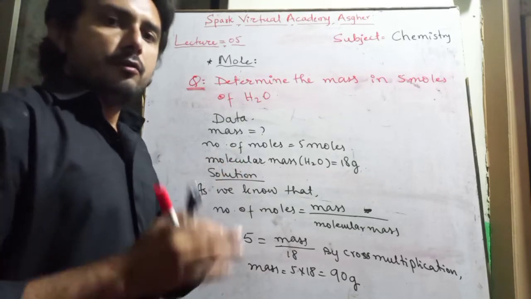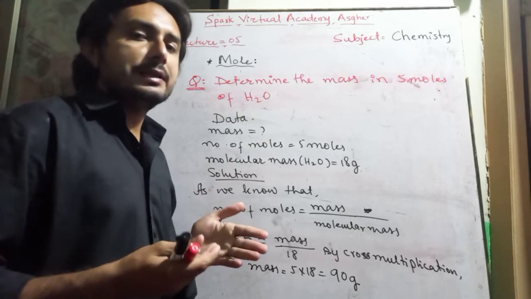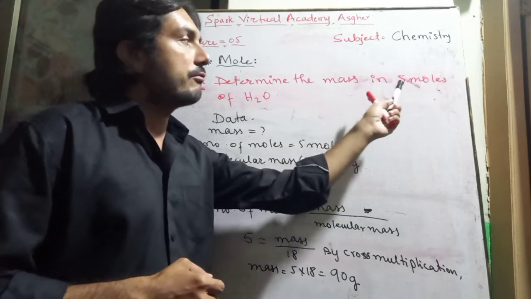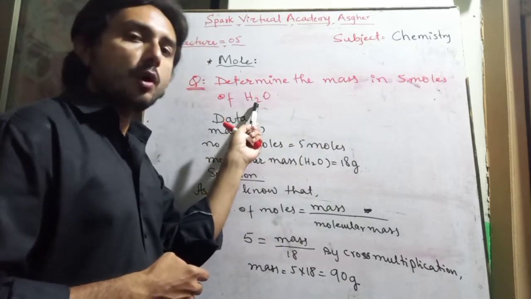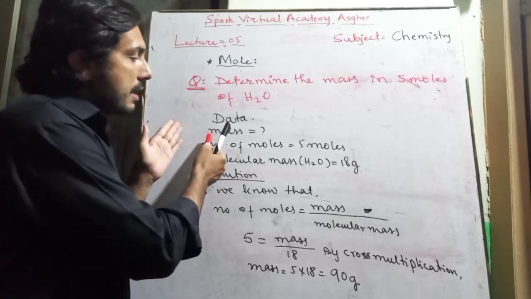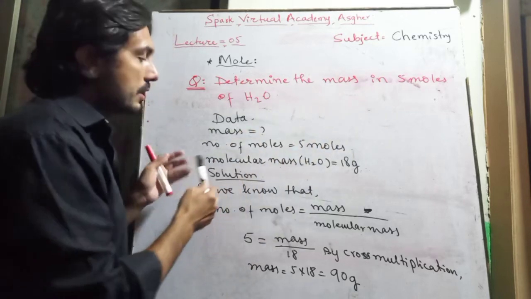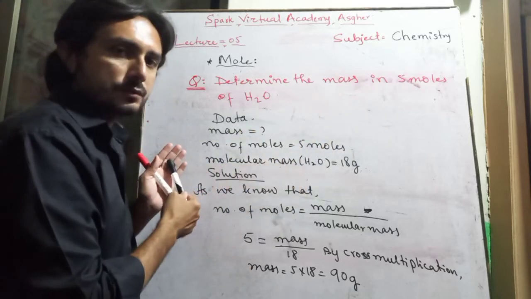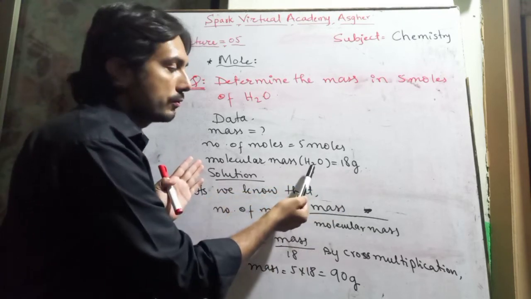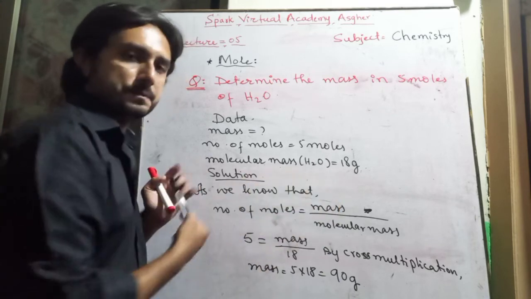We have another example of the number of moles, but here the example is different. Here we have to determine the mass present in 5 moles of the compound water. We write down the data initially. We have to determine mass, so mass is equal to question mark. However, 5 moles are given, so number of moles is equal to 5 moles, and the molecular mass of water is equal to 18 grams: 2 grams of hydrogen and 16 of oxygen, so it becomes 18 grams.